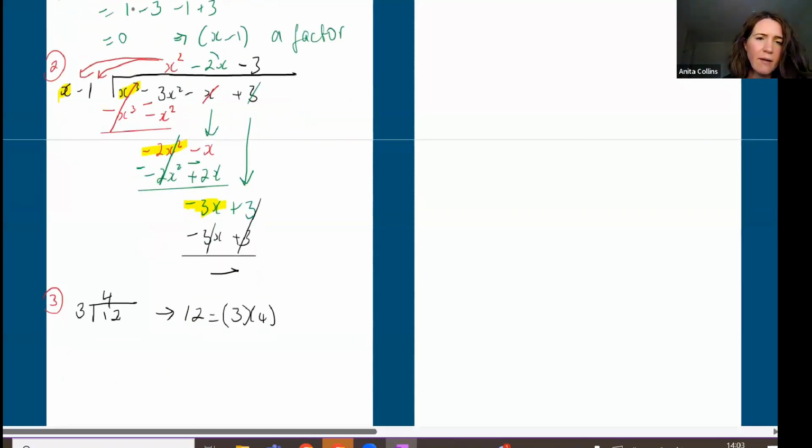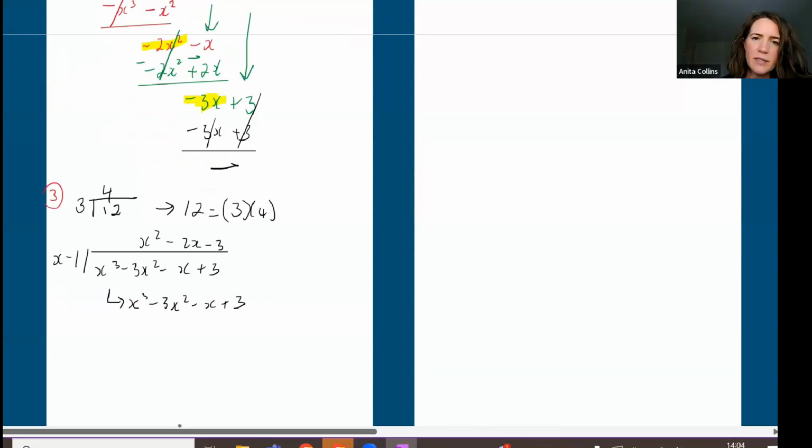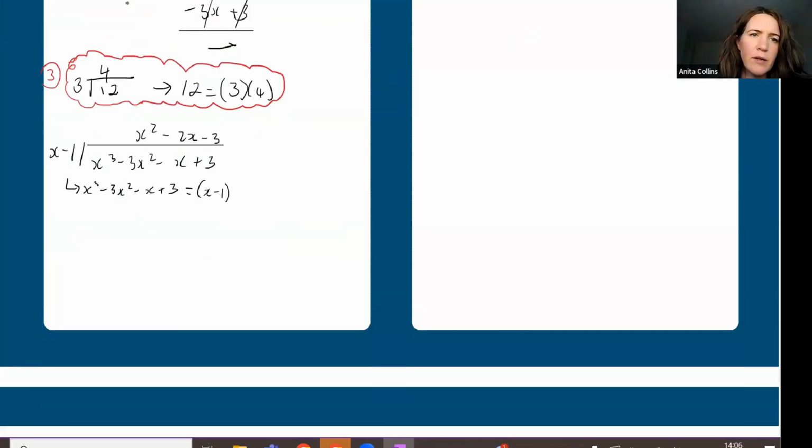If you can say that x minus 1 divides into x cubed minus 3x squared minus x plus 3, giving x squared minus 2x minus 3, then you can say that x cubed minus 3x squared minus x plus 3 is equal to those two parts multiplied together, like the 3 and the 4 multiplied together. Here, the x minus 1 multiplies by x squared minus 2x minus 3 to give me the bit that's inside underneath the bus shelter. It was the 12 in our numerical example, and here it's the cubic.